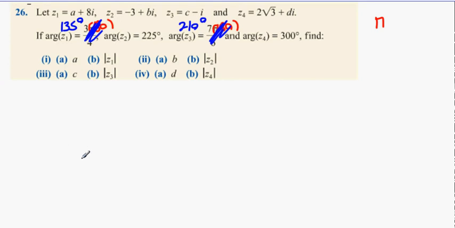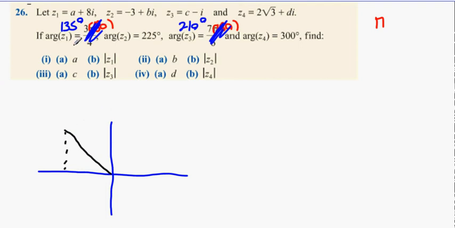So it says find A. Okay, so Z1 is A plus 8i. Now we know it makes a 135 degree angle, which means that it's going to be in this quadrant here. And what we know is that this angle here is going to be 8 up and A across. A has to be a negative number because it's going backwards, okay? It's in the second quadrant.